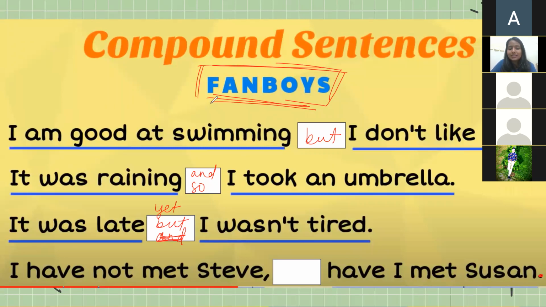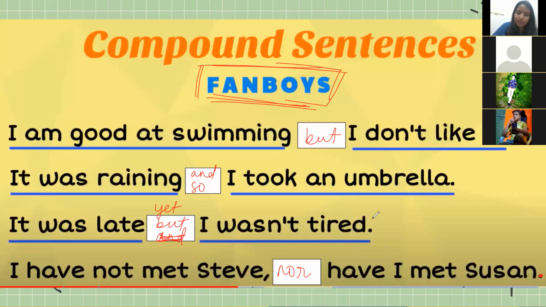I have not met Steve or have I met Susan? This is going to be nor, guys. I have not met Steve nor have I met Susan. मैं ना तो Steve से मिली हूँ ना ही Susan से. Okay, so it's going to be nor.